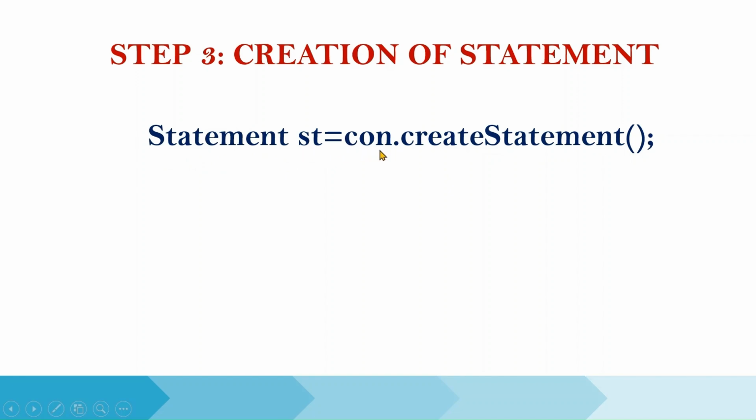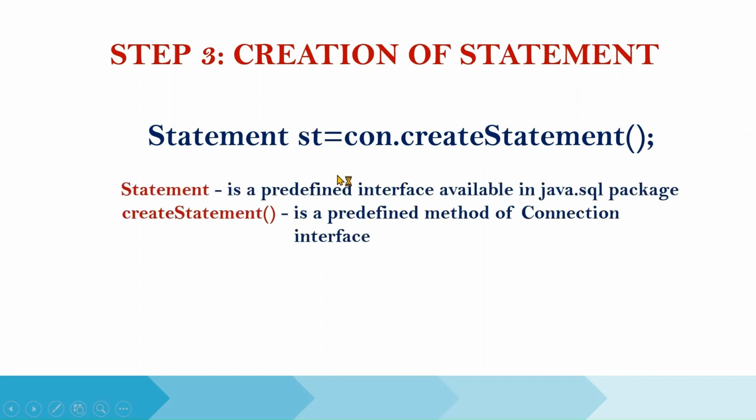So in the second step, we created the connection con, by writing DriverManager. That con we are using in the third step, so there is an interlink between the second and third step. So con dot, there is a method called createStatement. Once you call this method, this Statement reference variable gets created. Statement is a predefined interface available in the java.sql package. createStatement is a predefined method of the Connection interface, so that is the reason we are calling it with the con reference variable. So only this one line is used in order to create the statement.